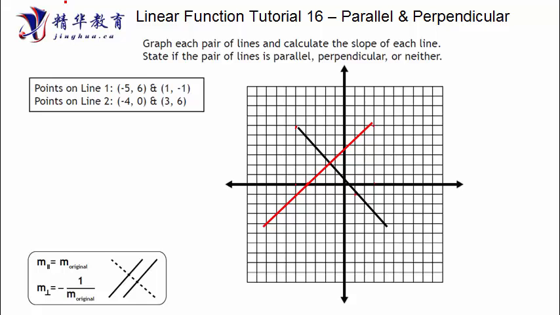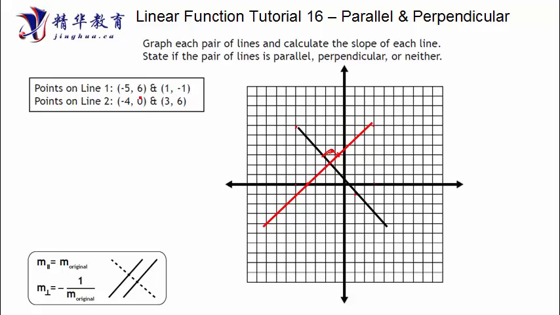Now we notice these 2 lines are perpendicular. What is perpendicular? Perpendicular means there are 2 lines, and the angle crossed by these 2 lines is 90 degrees. That is what perpendicular means. So if we have perpendicular lines, let's see what happens to our slope.